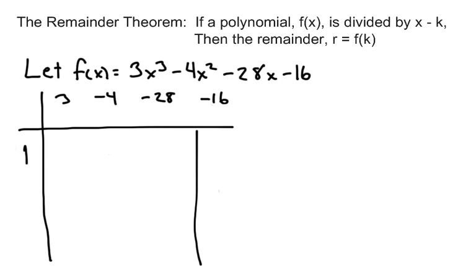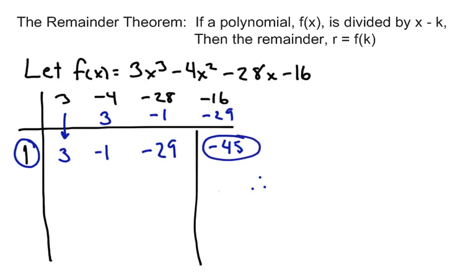So let's try a new function, 3x cubed minus 4x squared minus 28x minus 16. First, let's just divide it by 1. So, bring down the 3, multiply by 1, and add. Multiply by 1, and add. Multiply by 1, and add. And what we have here is our remainder. Therefore, f of 1 is equal to negative 45. So that's that synthetic substitution that we were doing before. When we run through synthetic division, the remainder is the functional value.